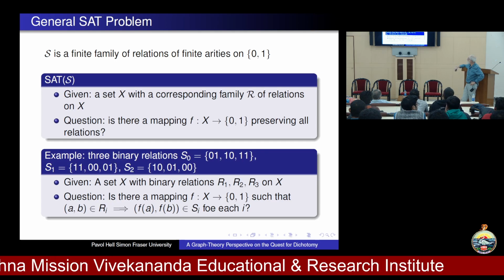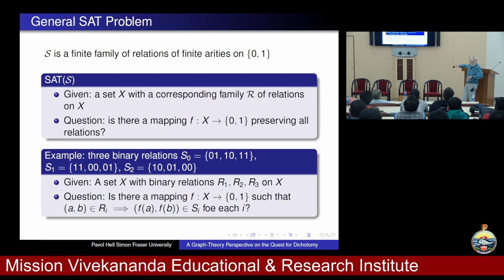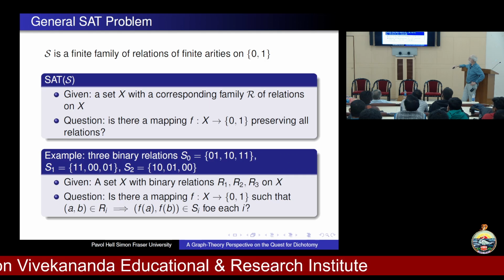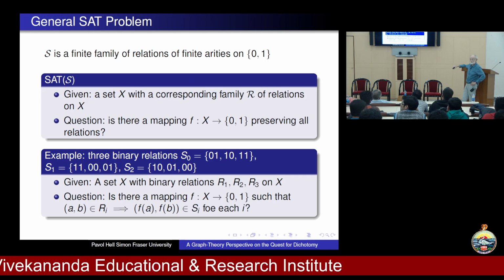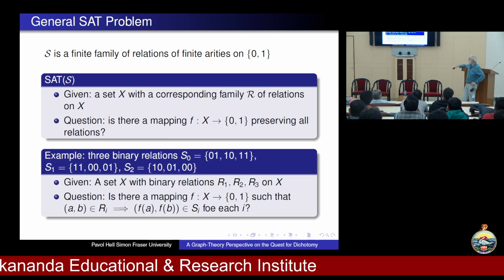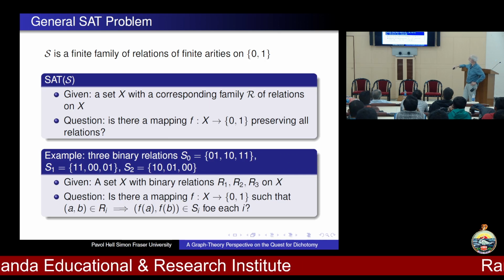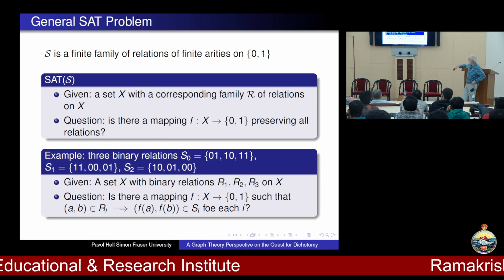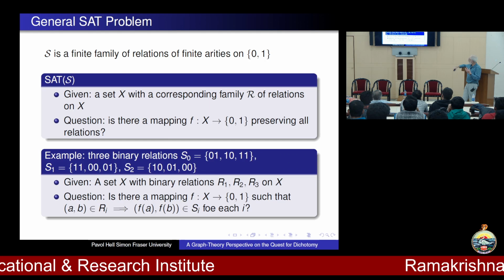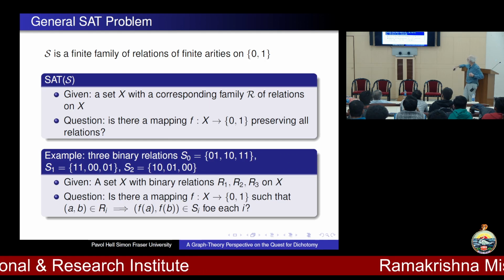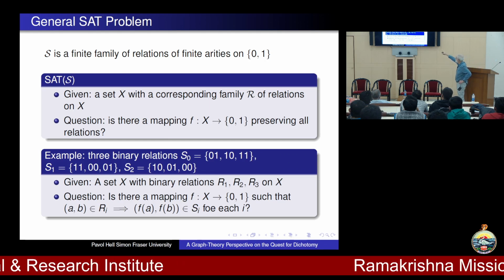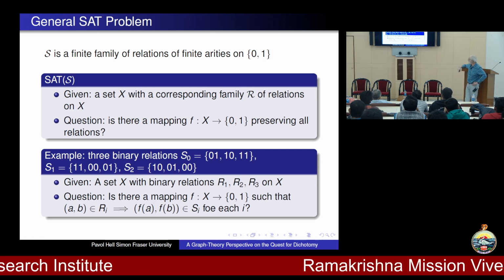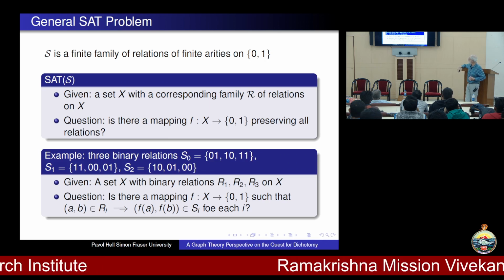Here is another example. We have 3 binary relations. In the first one, 0, 0 is missing, but otherwise everything is there. In the second one, 1, 0 is missing, and in the third one, 1, 1 is missing. So you have an input with relations. Okay, so this is wrong. It should be R0, R1, R2, so that they correspond. You have a set X with 3 binary relations.